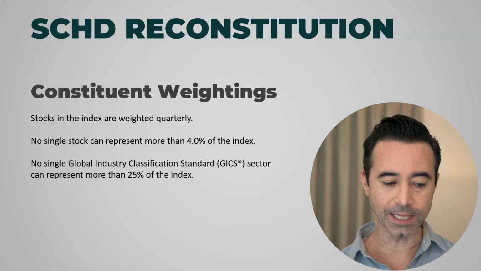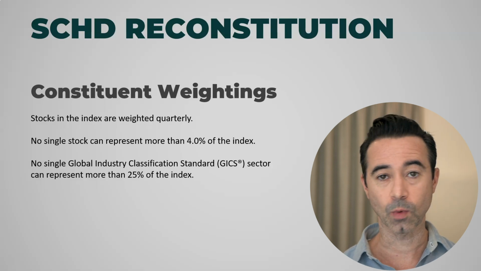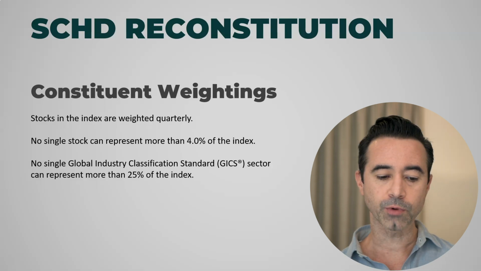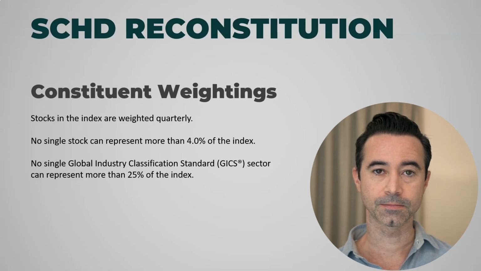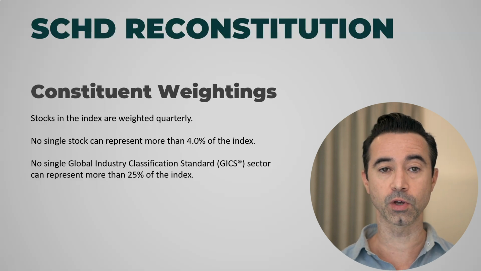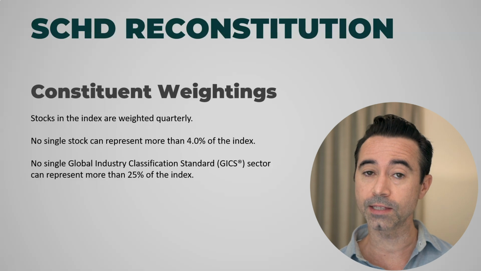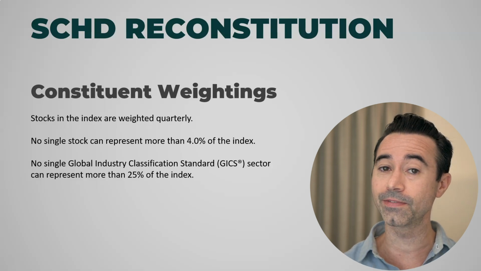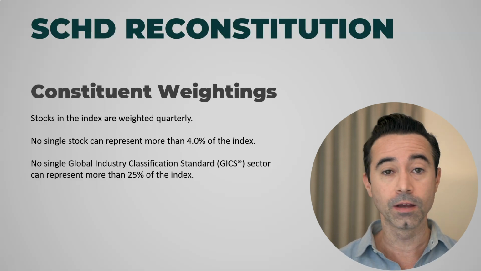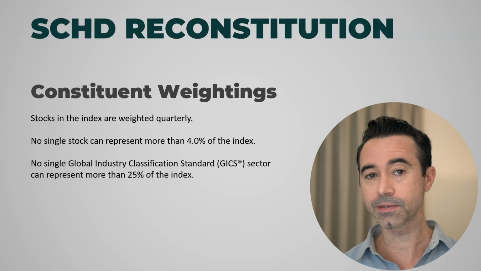So now we have something called reconstitution. Now, constituent weightings, we have 3 things here. Stocks in the index are weighted quarterly, which is why this just happened recently. No stock can represent more than 4% of the index. So every quarter they go in and see how many stocks are more than 4%, and they sell some of those positions to get it down to under 4. On top of this, they look at the sectors and make sure that no sector is more than 25% of the entire portfolio. For example, if technology is 30%, they're gonna have to get rid of some tech stocks, or at least weight the tech stocks less.